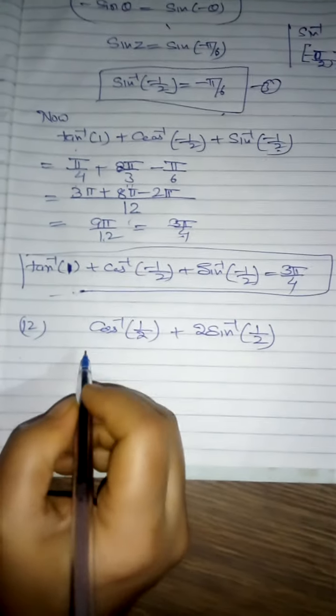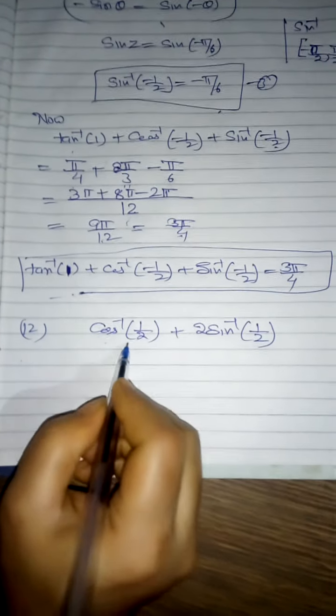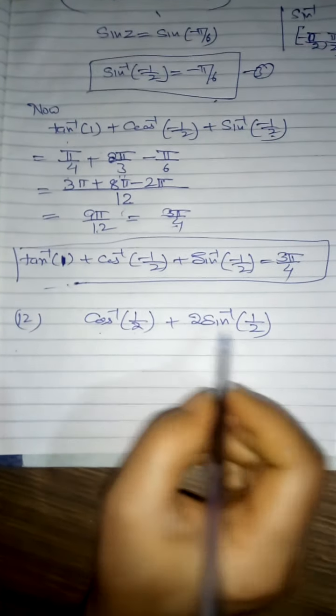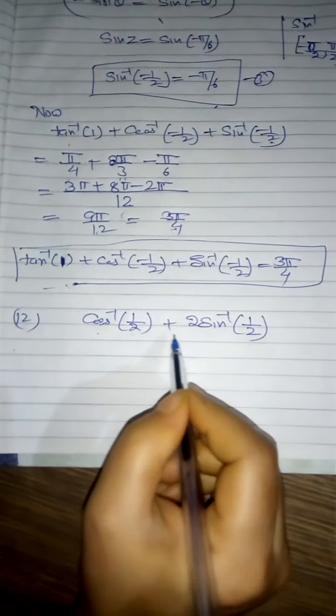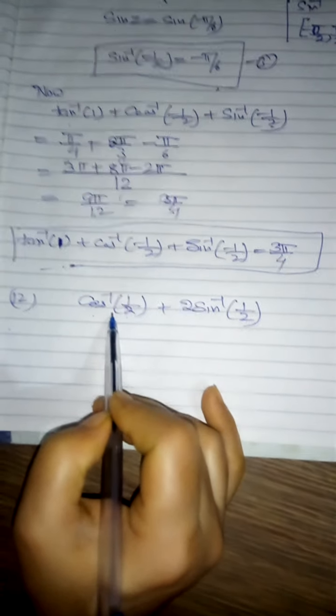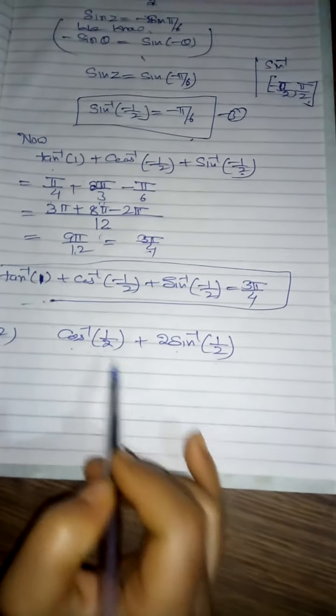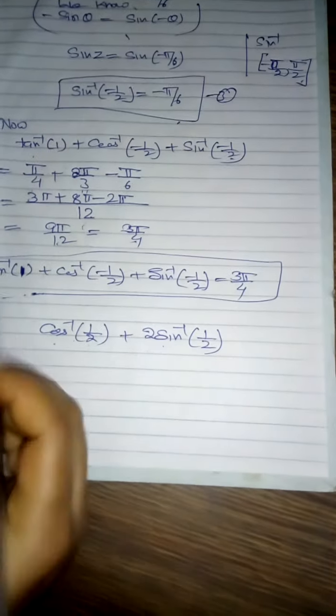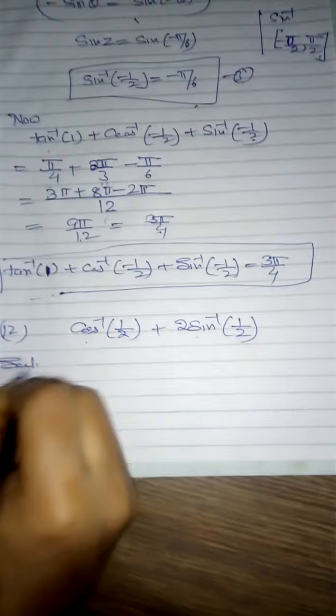Now continue with question number 12, that is cos inverse half plus 2 sine inverse half. We have to find out the value of this term. First of all, we will find out the principal value of the first term, then the second term, and then put the values in this equation. Now let us begin the solution.